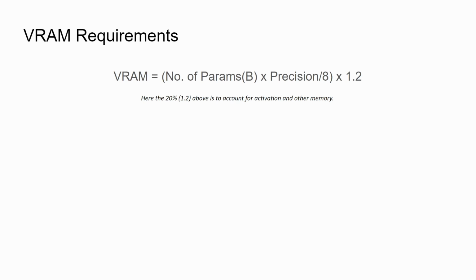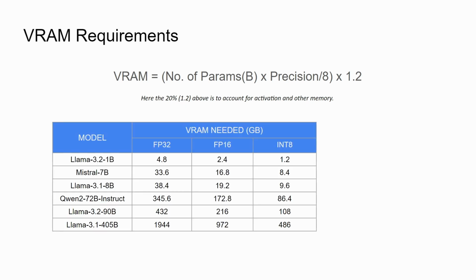This is the generalized equation to measure the required VRAM usage for a specific model. For example, a 1 billion parameter model running in full precision float 32 will require at least 4 GB of VRAM. If you scale that up to 7 billion parameters, you are looking at least 20 GB of VRAM for float 32 precision. Here you can see some popular LLMs with the required VRAM usage at a particular precision.